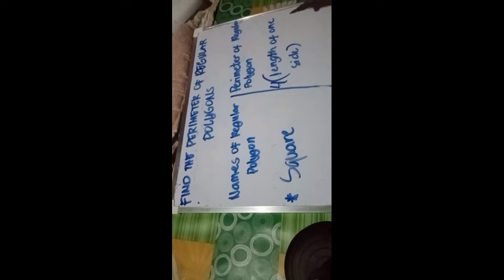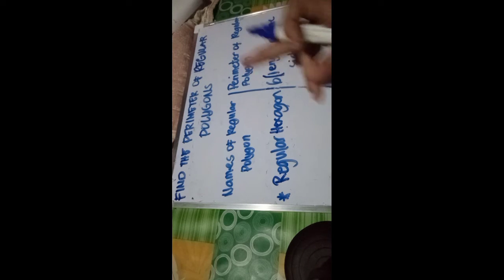First, the equilateral triangle: the perimeter is 3 times the length of one side. The square: 4 times the length of one side. Then the regular pentagon: 5 times the length of one side. The last is the regular hexagon: 6 times the length of one side. So those are the formulas we are going to use for the perimeter of regular polygons.